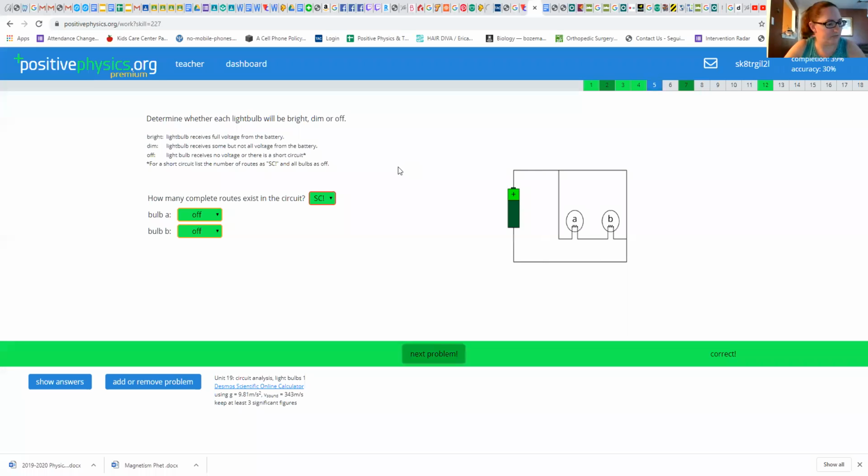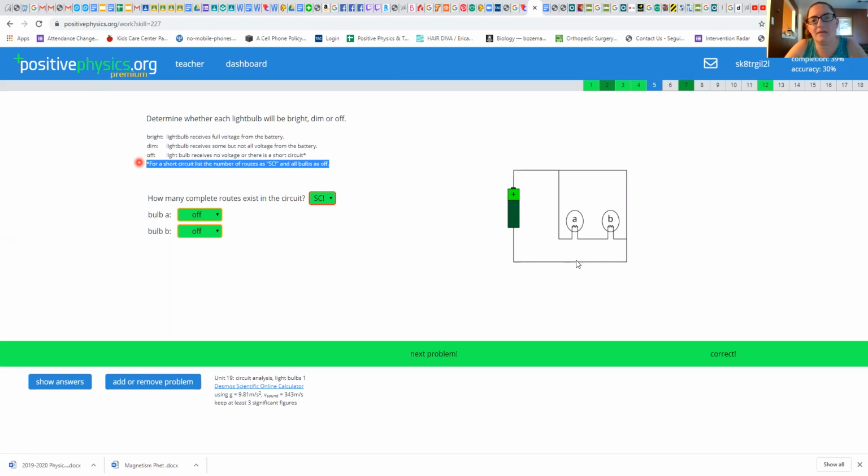Okay, so question 5 says determine whether each light bulb will be bright, dim, or off. This circuit is not going to be valid. It does have 2 routes, yes, if you're just looking at the wires. However, this tells you there's a specific line here. Let me see if I can, right here, this highlight, okay? It says for a short circuit, list the number of routes. So this one's actually going to be a short circuit.